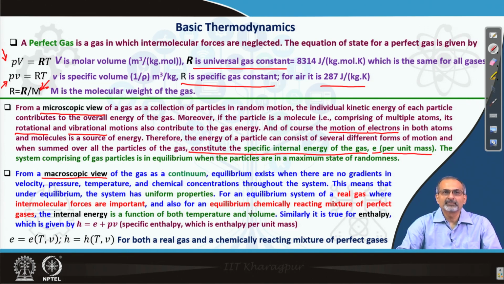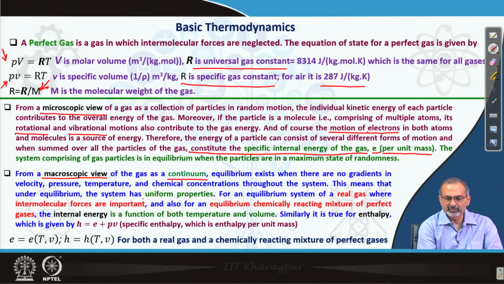The classical thermodynamics deals with the macroscopic viewpoint of the gas, which deals with it as a continuum. Equilibrium exists when there are no gradients in velocity, pressure, temperature and chemical concentrations throughout the system. This means that under equilibrium the system has uniform properties, and for an equilibrium system of a real gas where intermolecular forces are important, and also for an equilibrium chemically reacting mixture of perfect gases, the internal energy is a function of both temperature and volume.